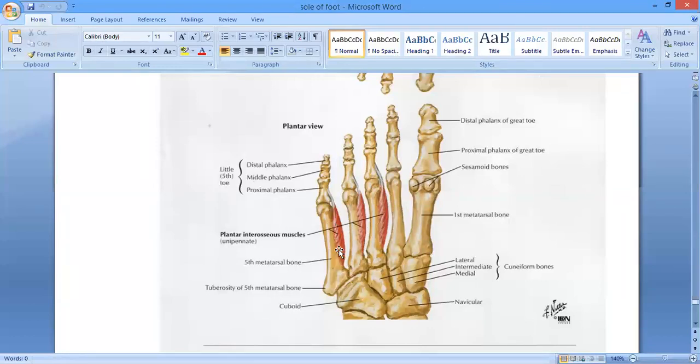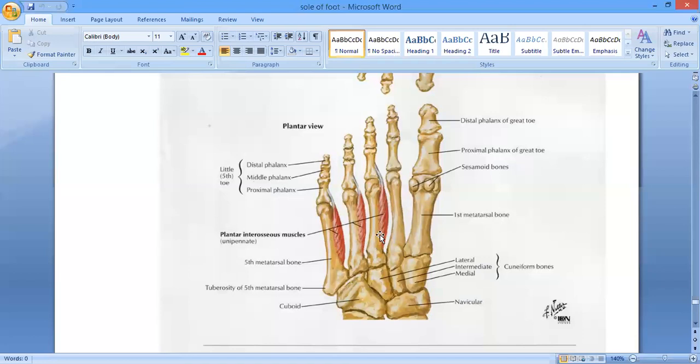Okay? And they are going to be inserted over the medial aspects of the bases of the proximal phalanges of the third, fourth, and fifth toes. Okay? These are going to be inserted where? On the corresponding side.